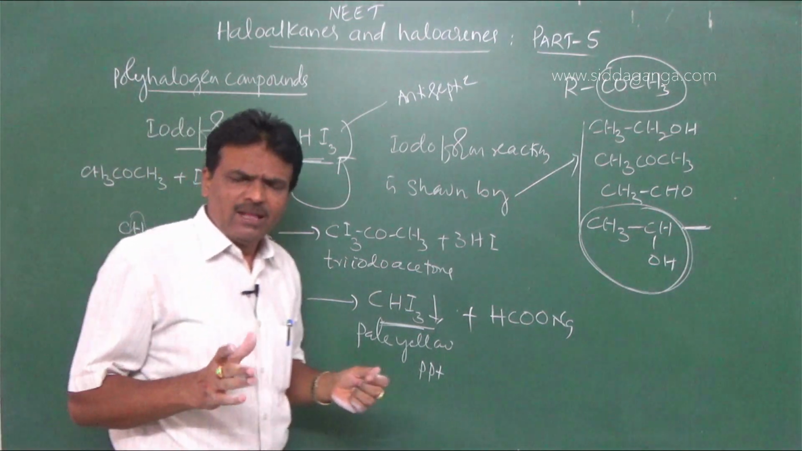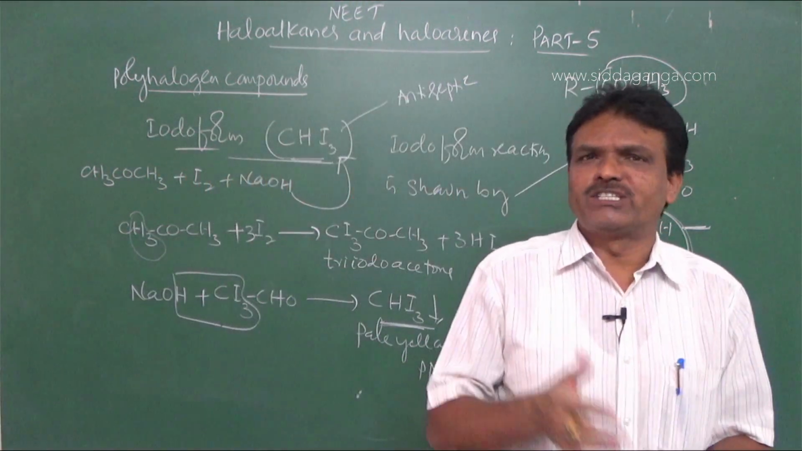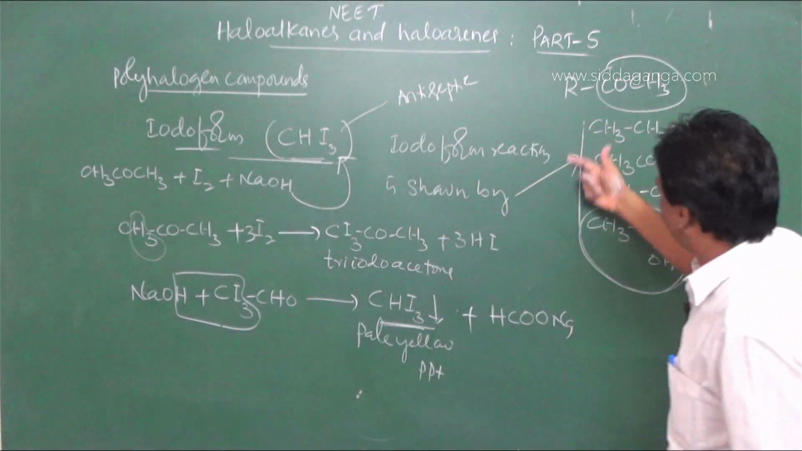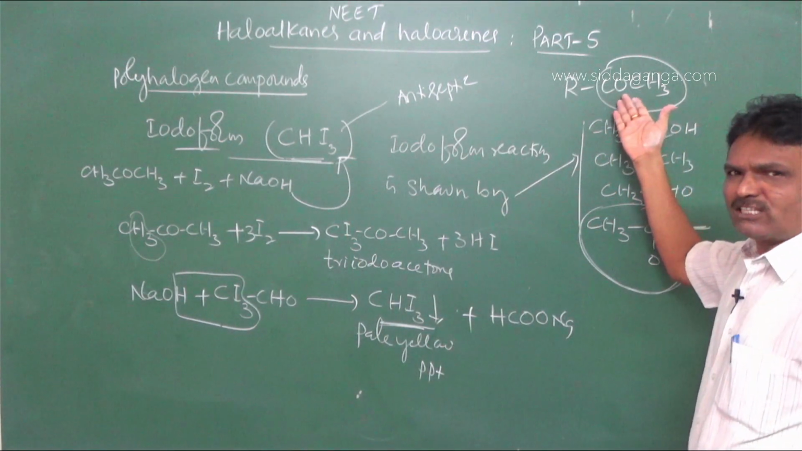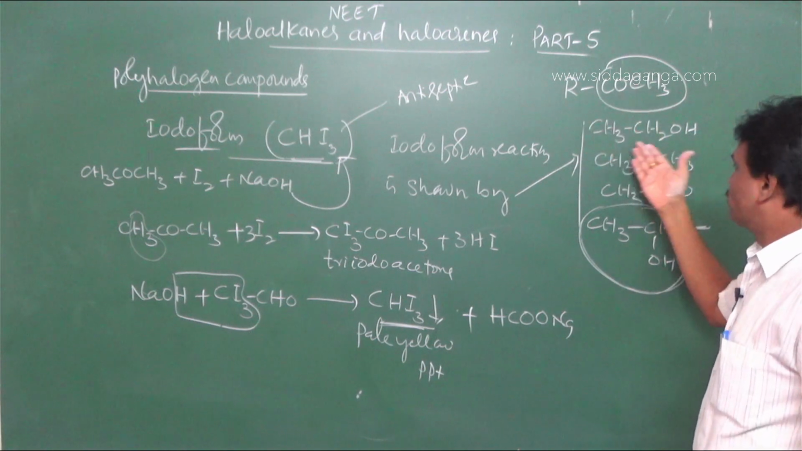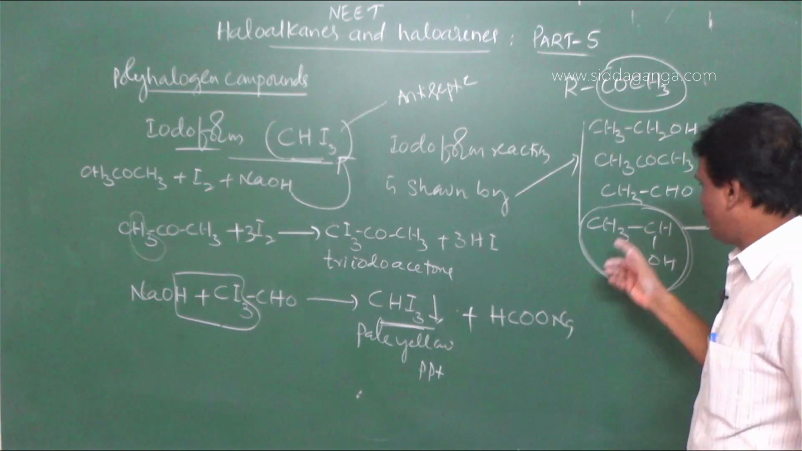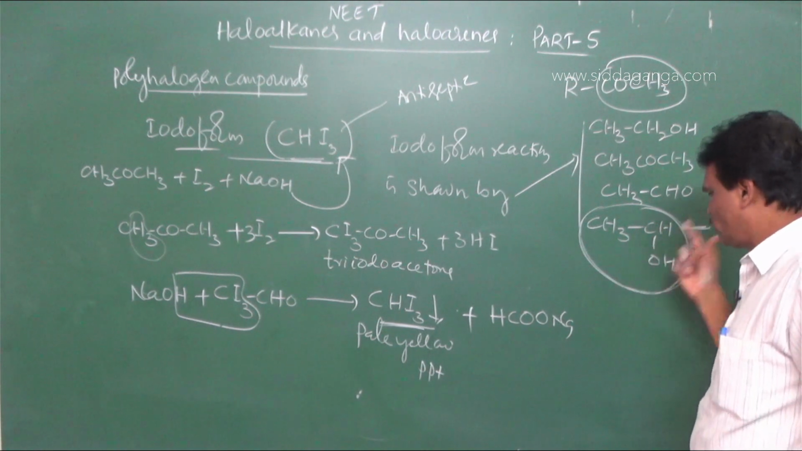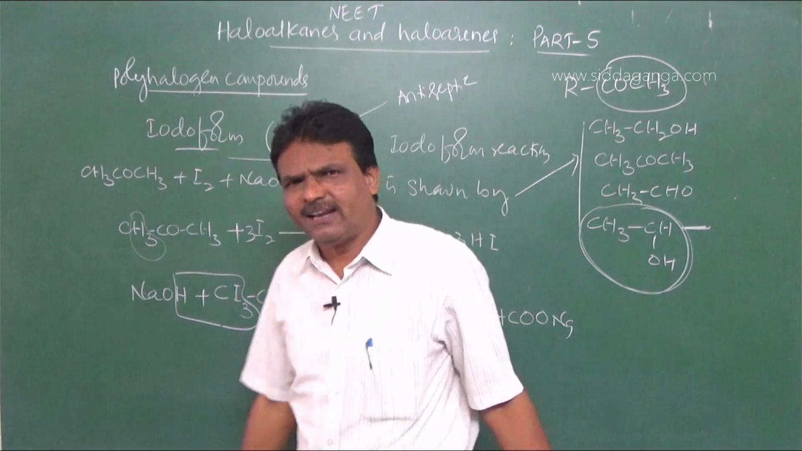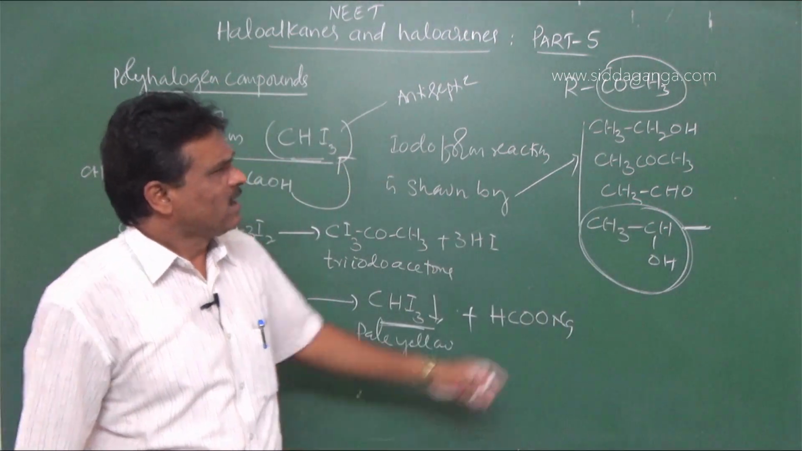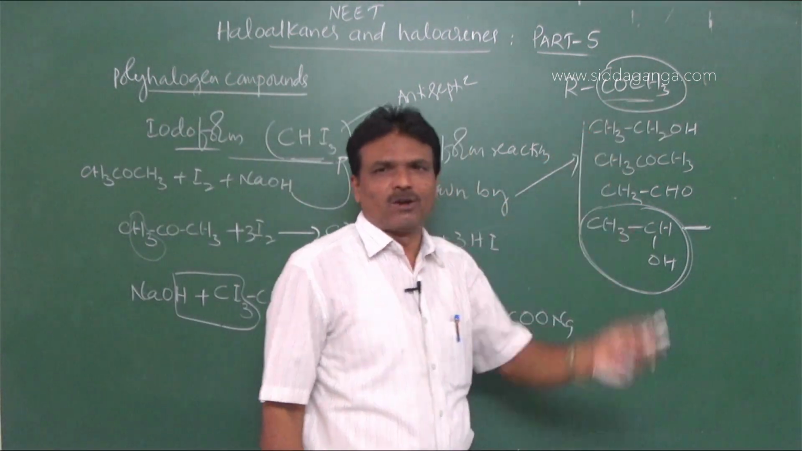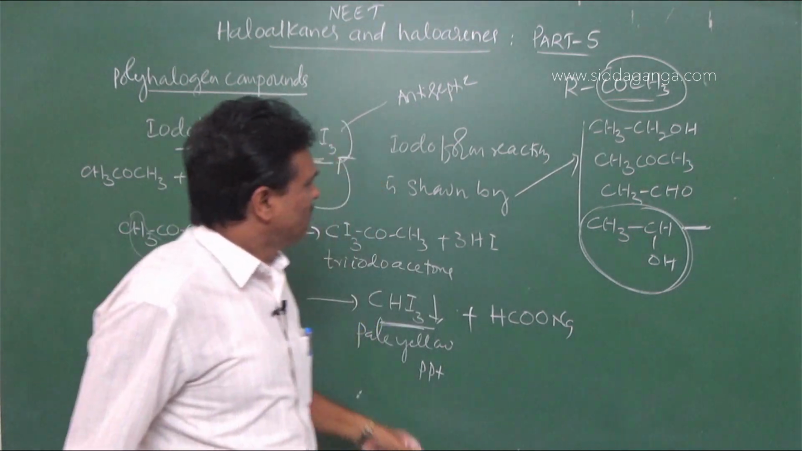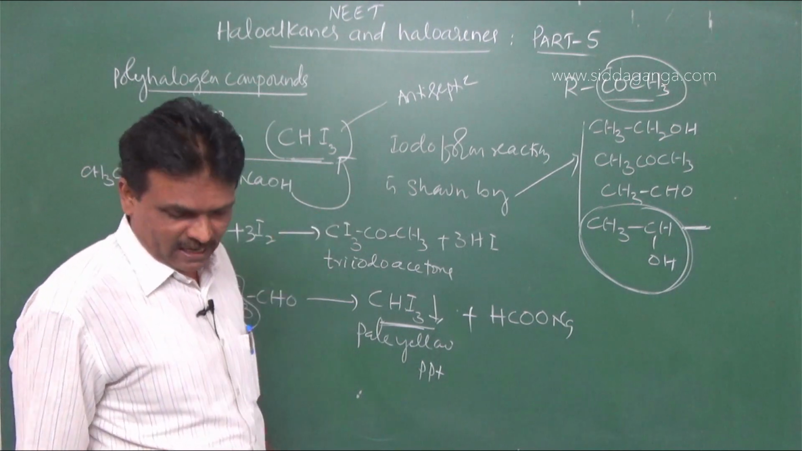It is very important. Which of the following gives a positive test for iodoform? A compound containing a terminal COCH3, or ethanol, or a compound containing a terminal CH3CHOH group will answer. Those compounds give the positive test for the iodoform reaction.